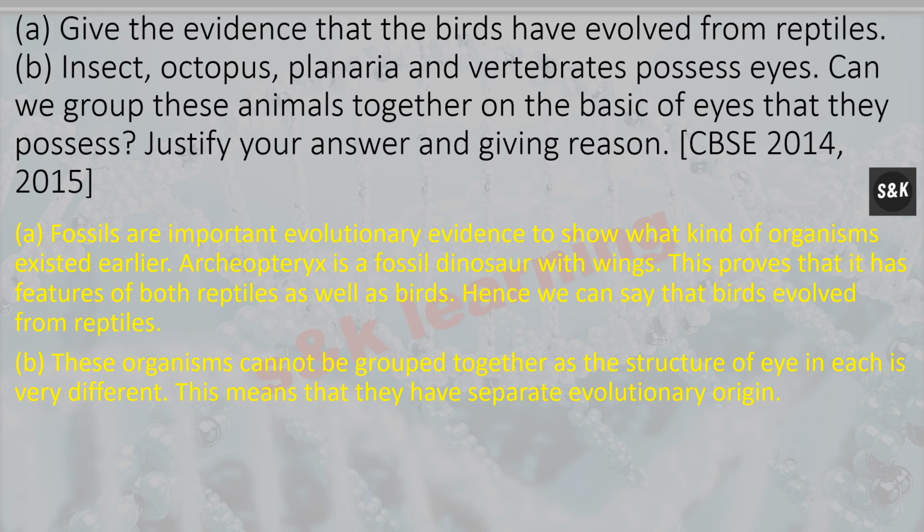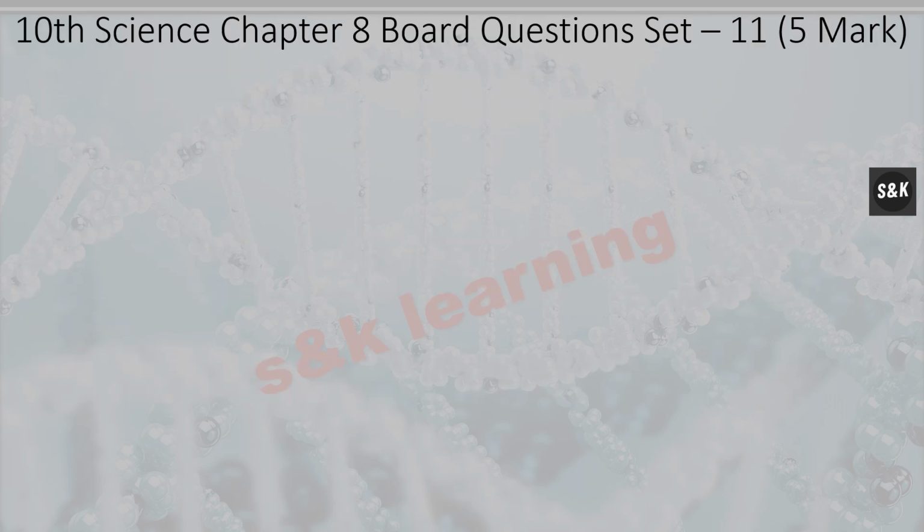These organisms cannot be grouped together as the structure of the eye in each is very different. This means that they have separate evolutionary origins.